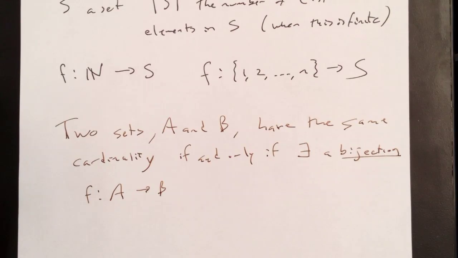If I really want to define cardinality properly, I need to know some things about the function that I'm taking from A to B. So I'm going to say two sets have the same cardinality if and only if there's a bijection. Wait a minute, what's a bijection again? It's onto and 1 to 1.